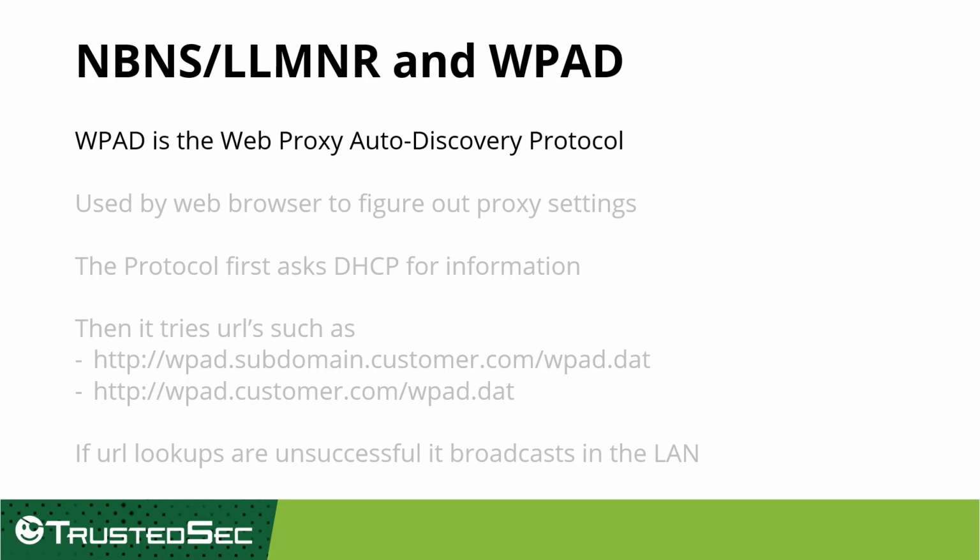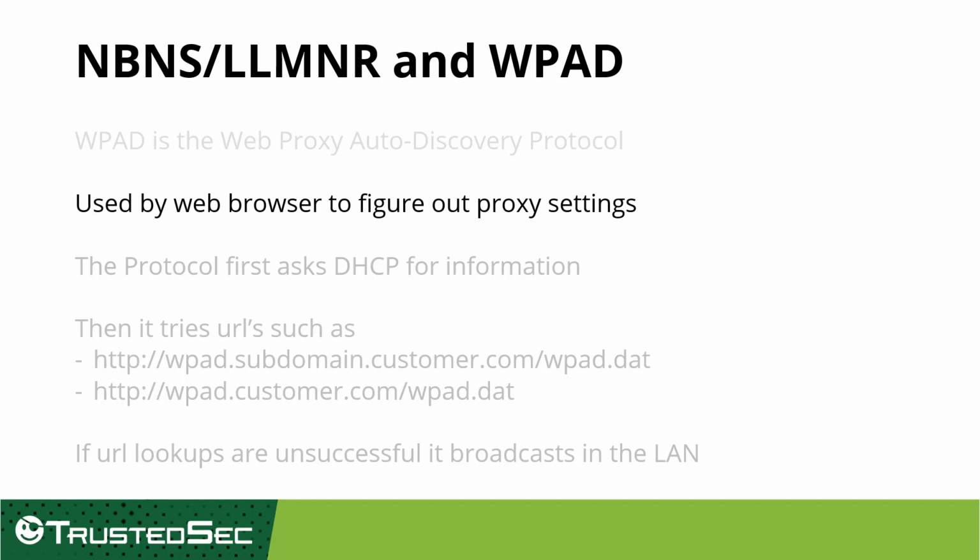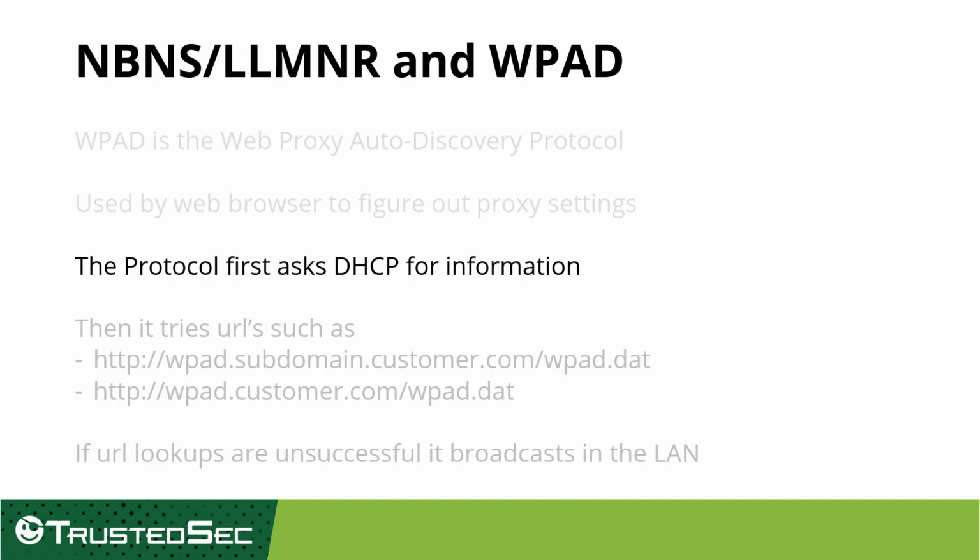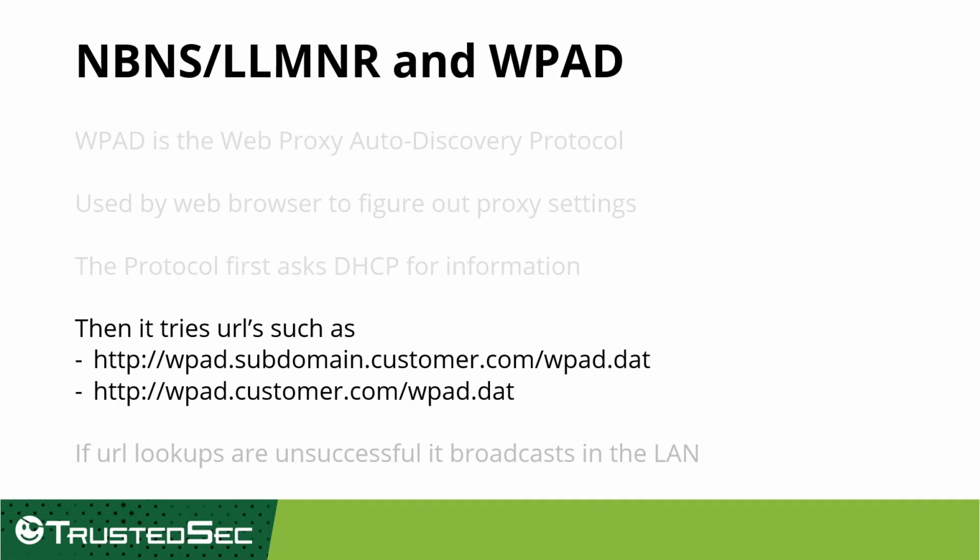WPAD is the Web Proxy Auto-Discovery Protocol, and this is something that is used by web browsers to figure out how to set their proxy settings. And it can be configured in an automatic way. So when a web browser opens or queries for proxy information, it first asks the DHCP server for information. So as a sysadmin, you can configure the DHCP server to provide the needed information. If that isn't configured, the protocol tries to connect to various URLs, leading to DNS queries.